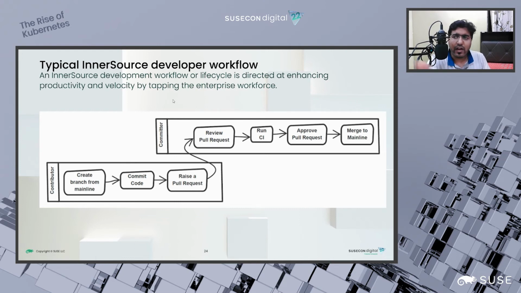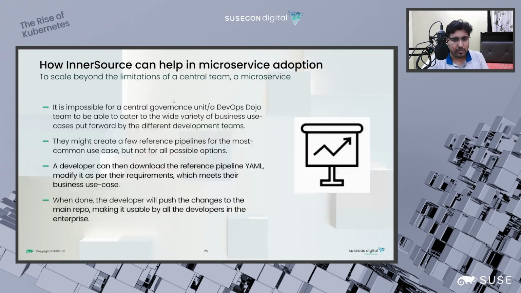Earlier I had only 5 or 10 committers, but now I have 500 contributors, each of them publishing their own. Just like the open source model works so well, because everybody can contribute, similarly within my enterprise, everybody will be able to contribute. So this will help in microservice adoption. As I said, it is impossible for a central unit to cater to the wide variety of business use cases needed by all the development teams.